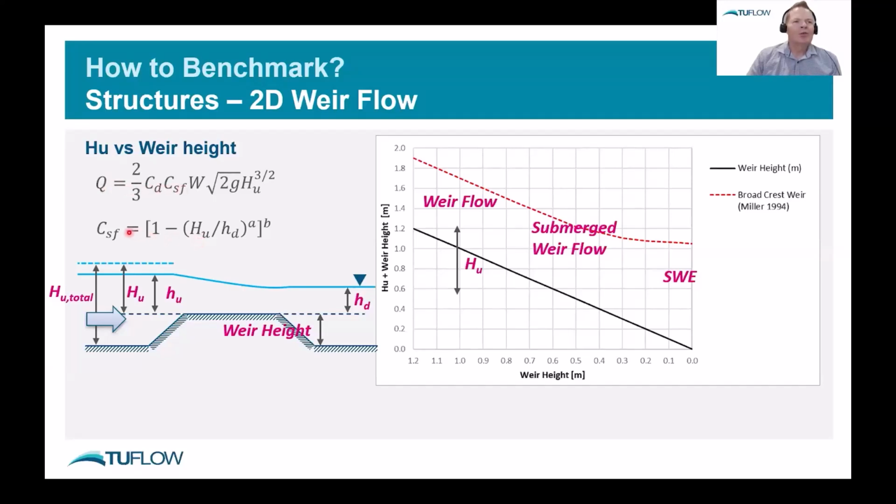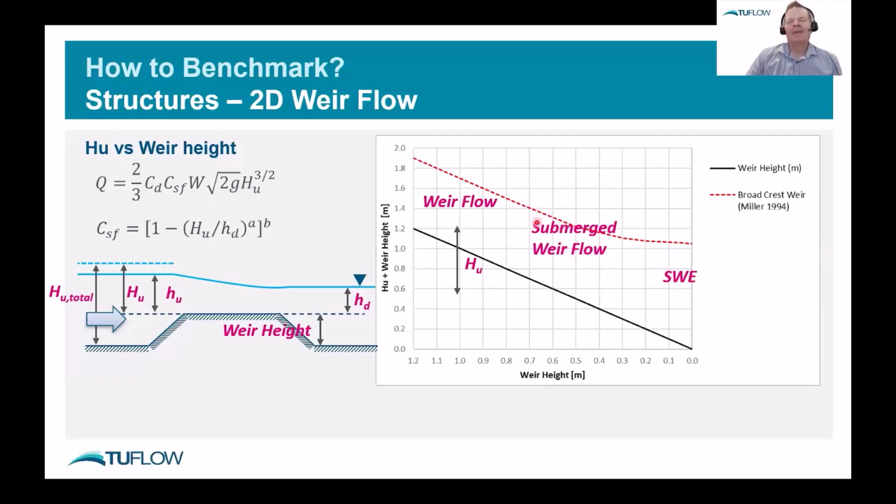And then you can also include a submergence factor, C sub SF, which is for the case when the downstream water level gets above the top of the weir. So this is the Villemonte submergence factor, and there are published coefficients for A and B here. And you can set up a test case where you can predict what the upstream water level, which is the dashed red line, should be as a function of weir height for a given flow condition.